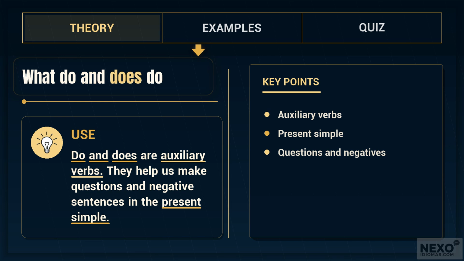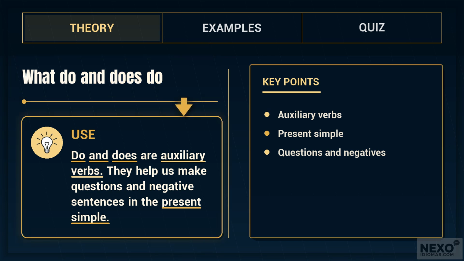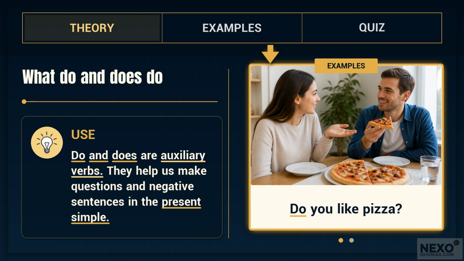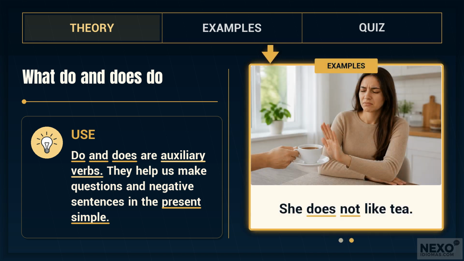What do and does do? Do and does are auxiliary verbs. They help us make questions and negative sentences in the present simple. Example: do you like pizza? Example: she does not like tea.